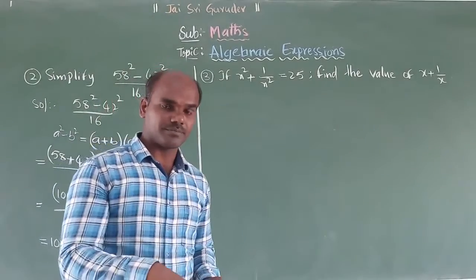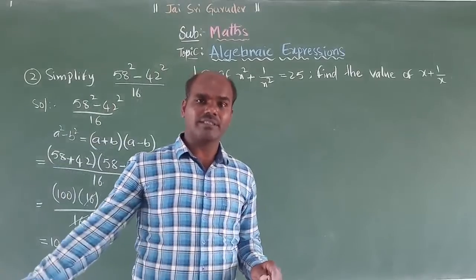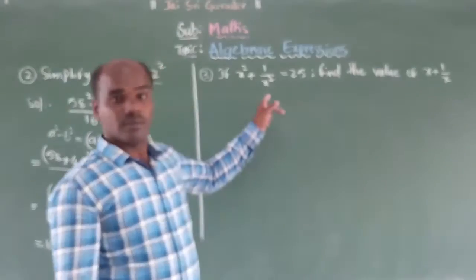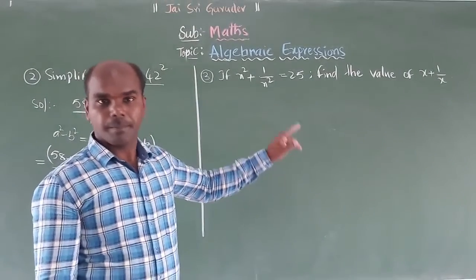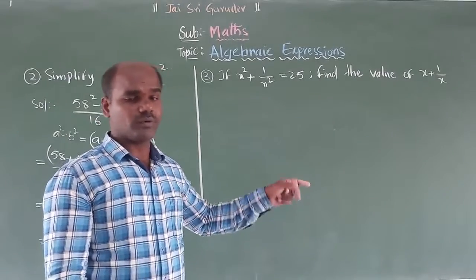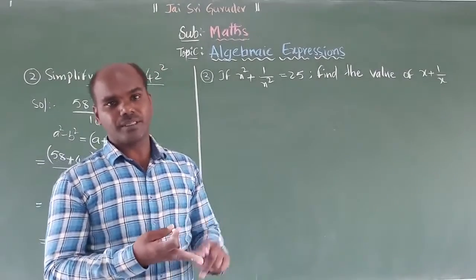And the second identity is a square minus 2ab plus b square. There also we have a square and b square.